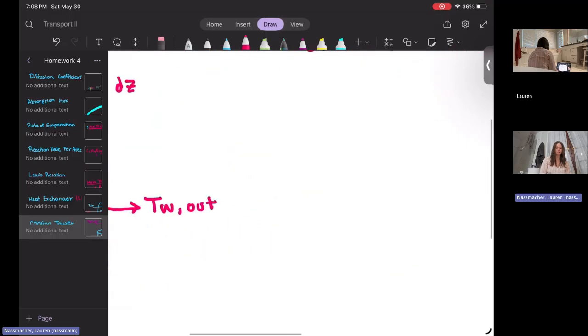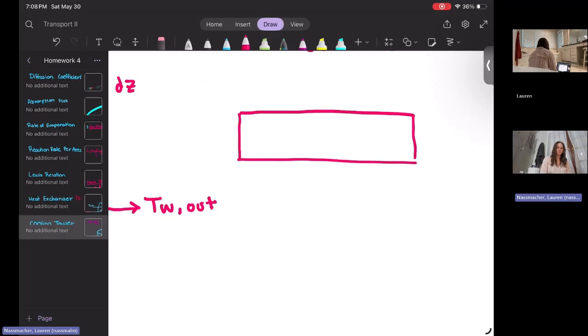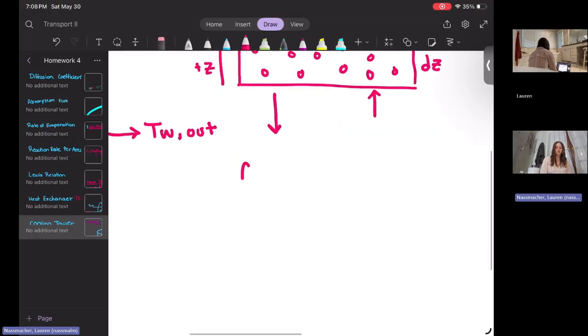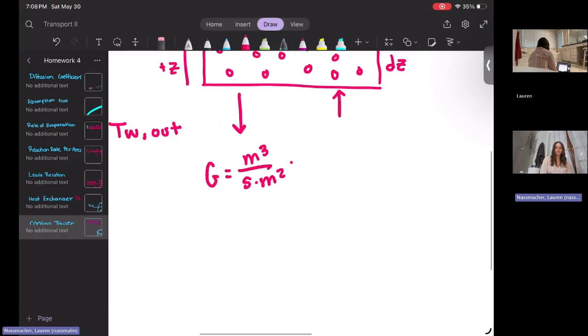So for the packing, let's draw a little diagram. We want to figure out the superficial velocity. So we have the change in z of our packing, that's the change in z. And this is our packing, it's little circles. And if you actually wanted to draw it out realistically, the air is going in, the water is going in this way. And we have our superficial velocity is equal to meters cubed over seconds meters squared. So that's just going to be meters per second. And this is our superficial velocity.